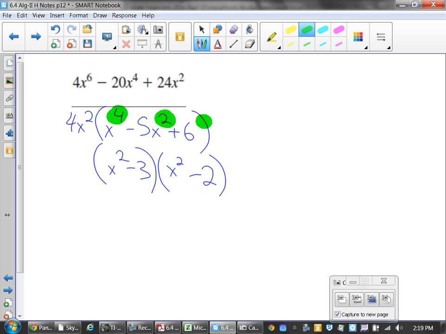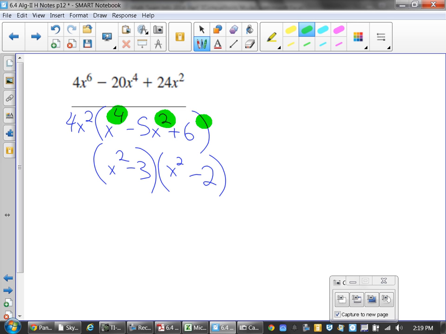If you go through and refoil that, x squared times x squared gives you x to the 4th, minus 2x squared, minus 3x squared, plus 6. It works the exact same way as it would with 2, 1, nothing; 4, 2, and nothing works the same way. You use the same methods, the same exact methods for factoring.